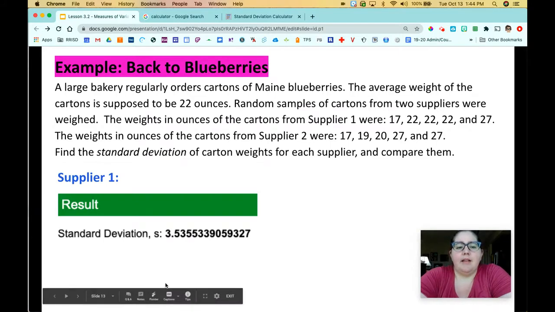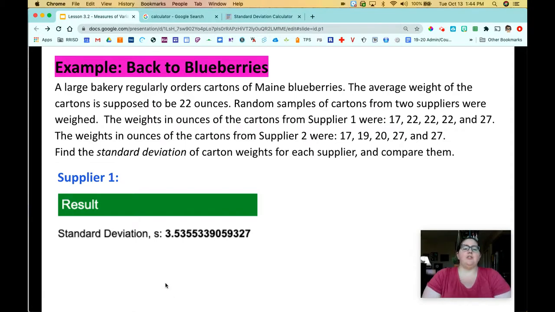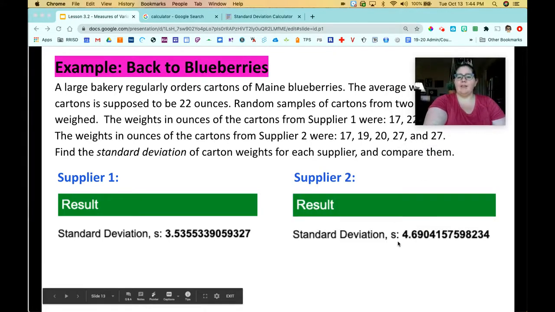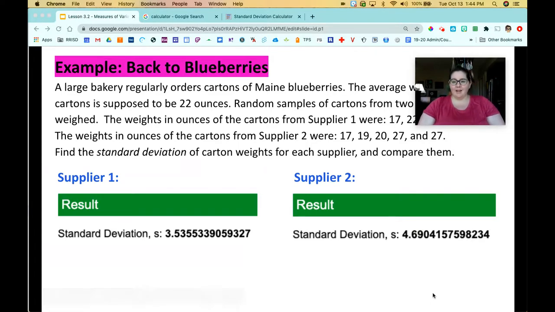So if I were to calculate the standard deviation for supplier 1, if I use that Google calculator like I just showed you, for supplier 1, the standard deviation is 3.54. For supplier 2, my standard deviation is 4.69. It's a little bit bigger, which tells me that for supplier 2, those weights are a little bit more spread out, or a little bit less consistent because they're more spread out than supplier 1. So even though the ranges are the same, the standard deviation tells me a little bit more about how spread out those values are from the mean, which is good information to have.